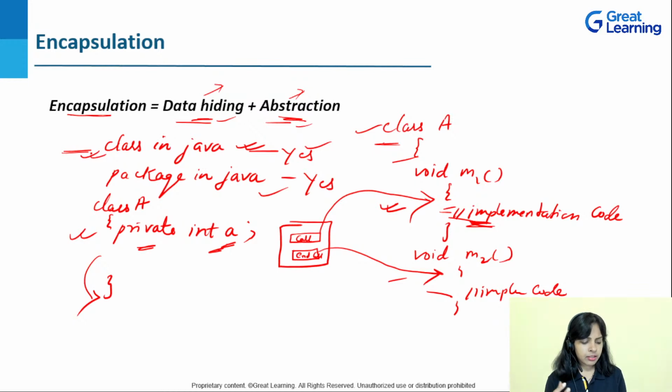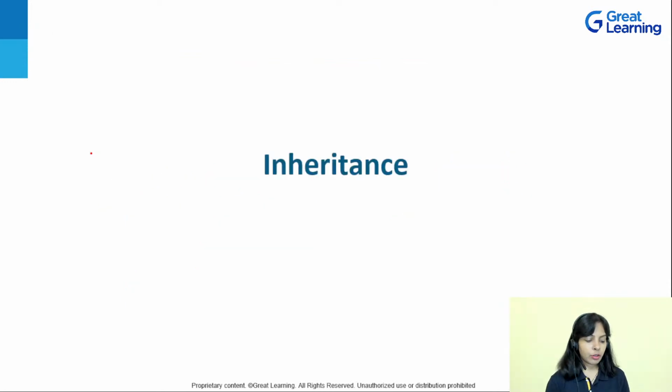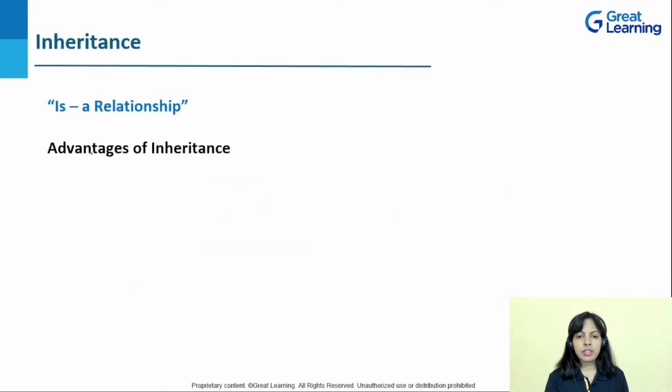But actually, Harsha has asked the relationship between access specifiers and encapsulation. So there is no direct relation between these two. But as I said, classes do have access specifiers with them, so in that way it can be related a little bit. Okay, I'll go to the next topic now. Then again, I'll take up your questions. So I'm going to talk about inheritance.